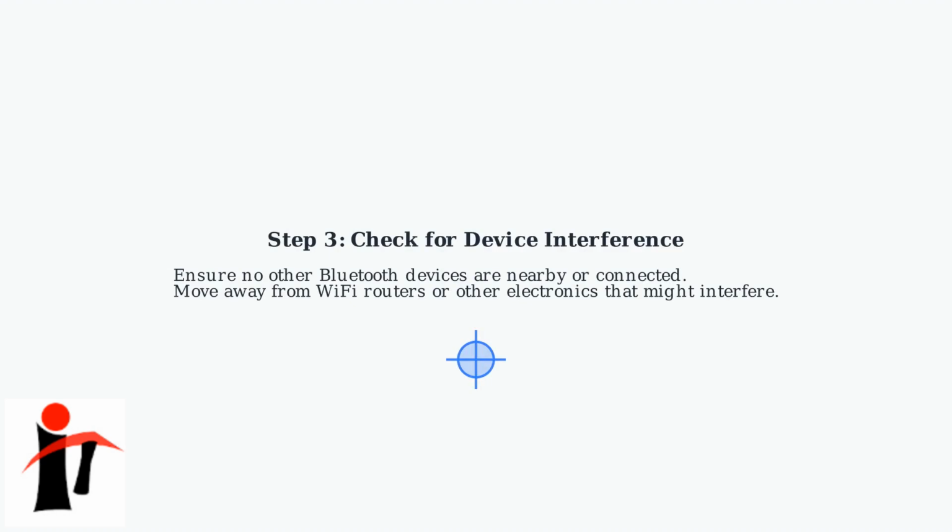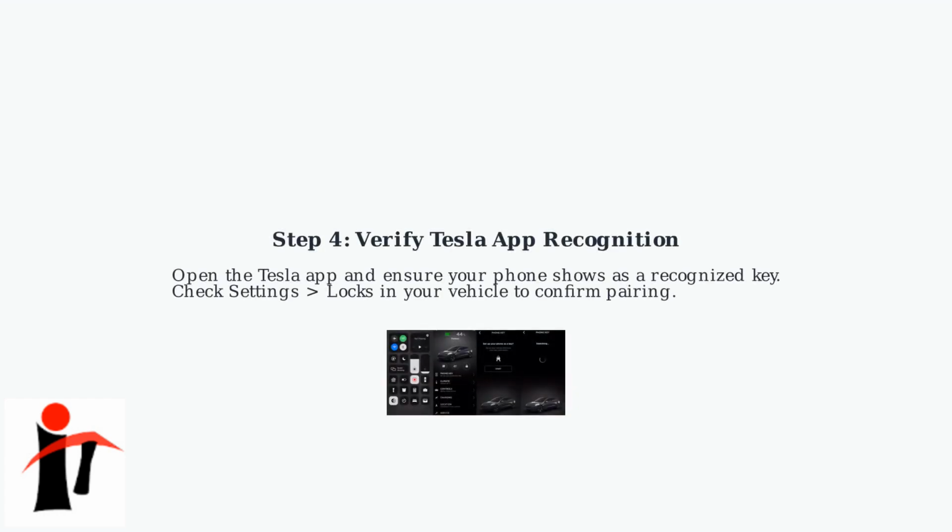Third, check for device interference. Make sure no other Bluetooth devices are nearby or actively connected to your phone. Move away from Wi-Fi routers or other electronics that might interfere with the Bluetooth signal between your phone and the Tesla. Fourth, verify that the Tesla app recognizes your phone as a key.